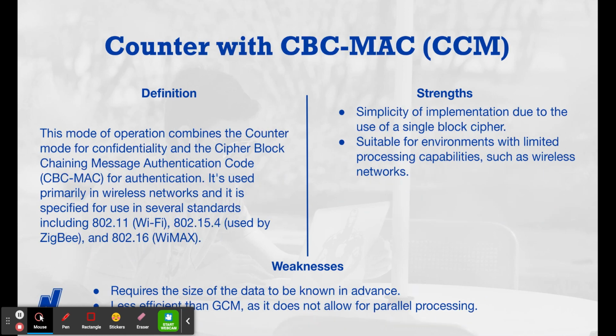So the CCM mode is known for its simplicity and suitability for environments with limited processing capabilities, such as a wireless network. However, it is less efficient than the GCM and requires the size of the data to be known in advance. It's frequently used in wireless communication standards, including Wi-Fi, Zigbee, and WiMAX.